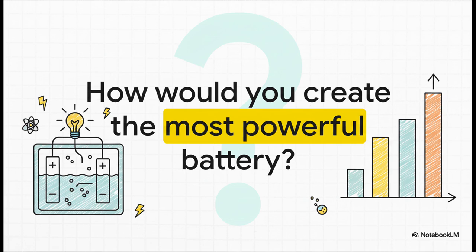So to bring this all home, here's a final thought for you. If you wanted to build the most powerful battery possible, you'd need the biggest voltage you could get, right? The biggest potential difference. So looking at that series, which two elements are the farthest apart on that list? One that's at the very top and one that's at the very bottom. That's something for you to think about.